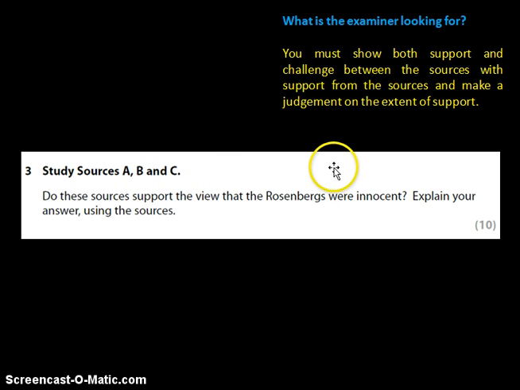Now, if you did do that in the exam, so you just cross-reference the source to the statement, you wouldn't get more than 5 out of 10. So you've got to be really, really careful.